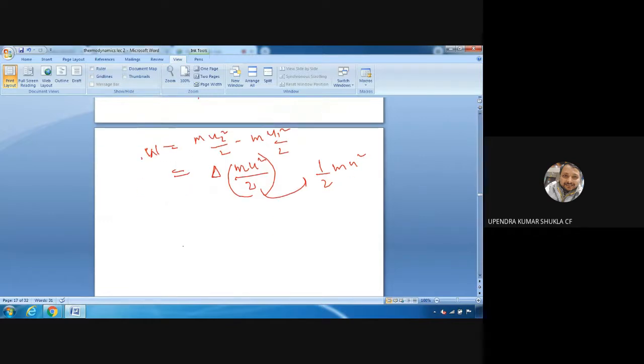So this is by definition what it should be, kinetic energy, because change in kinetic energy will lead to work done. So capacity to do work is energy, right? So ये work W is related to this energy, so this is EK, kinetic energy, that is half m u square. Hope this is very clear. Now if you see, this equation will have significance.